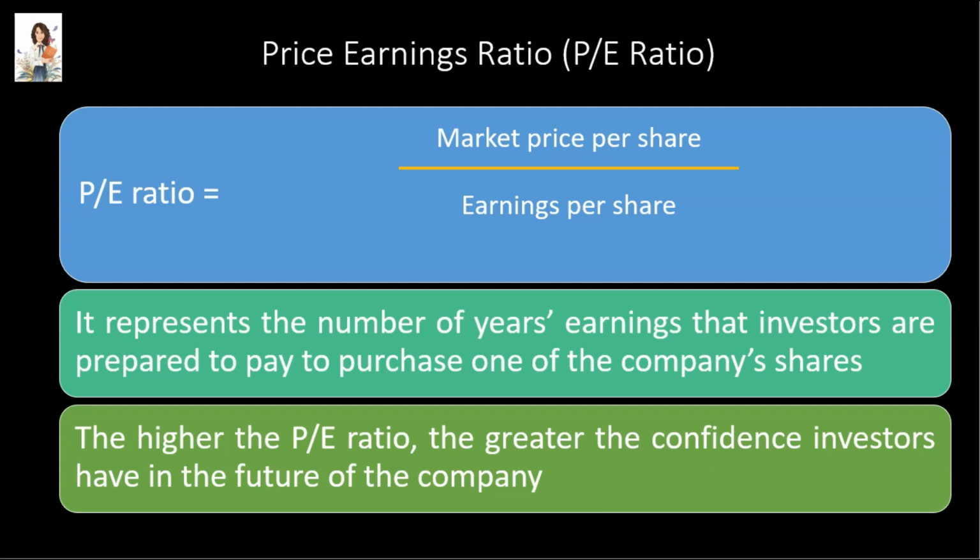The formula is market price per share upon earnings per share. It is a very important ratio for investors. How many years' earnings are investors prepared to pay to purchase one of the company's shares? This is indicated by the PE ratio.